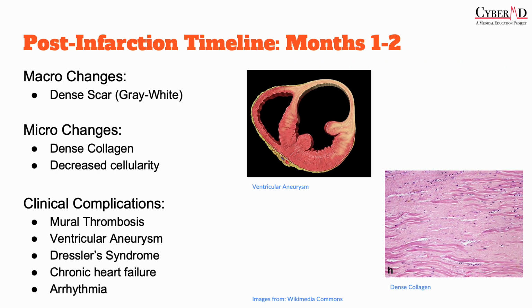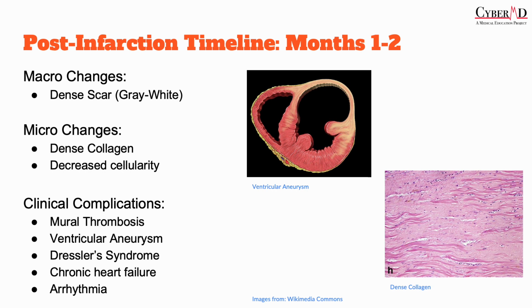All right, next let's talk about our 1 to 2 month timeline. At this point, a dense collagenous scar is going to continue to replace that necrotic myocardium, leading to a thin gray-white area of scarring. The scar consists of dense collagen at the microscopic level, and it's going to lack cellularity, resulting in decreased contractility of the affected area.